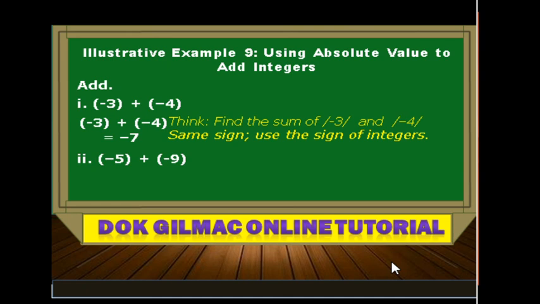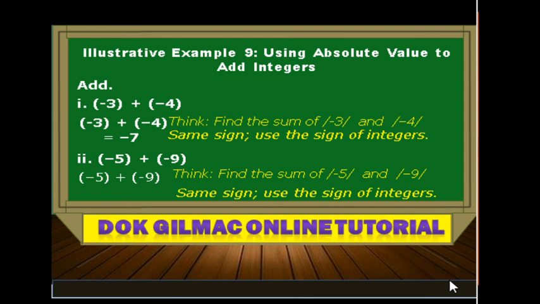Negative 5 plus negative 9. Again, think of the sum of the absolute value of negative 5 and the absolute value of negative 9. Again, same sign, use the sign of the integers. 5 plus 9 is 14. Here the sign is negative, so we have negative 14. So take note of that.